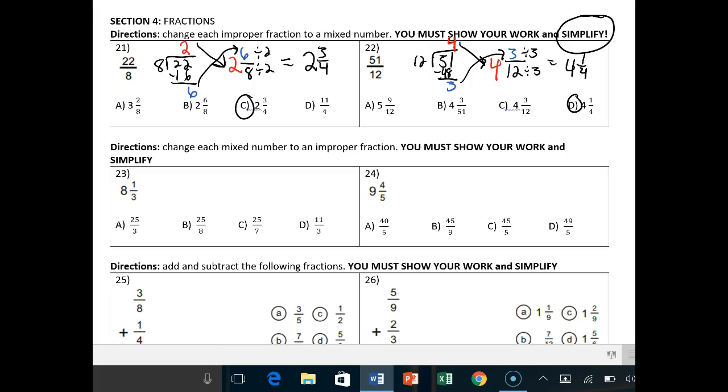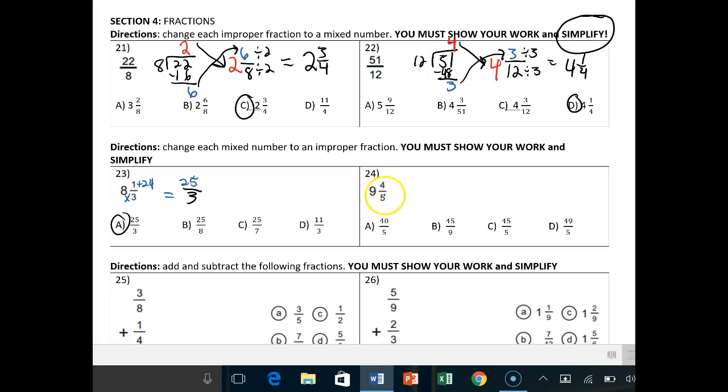These problems down here were super simple, changing mixed numbers to improper fractions. All you do is 8 times 3, which is 24, and add it to the 1. So your answer should be 25/3. That's A.